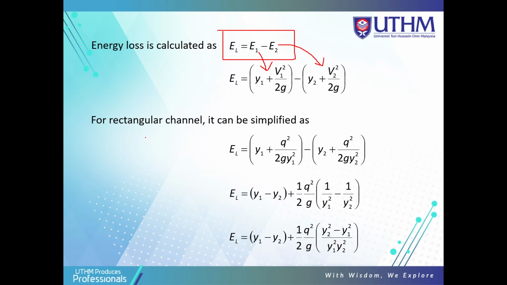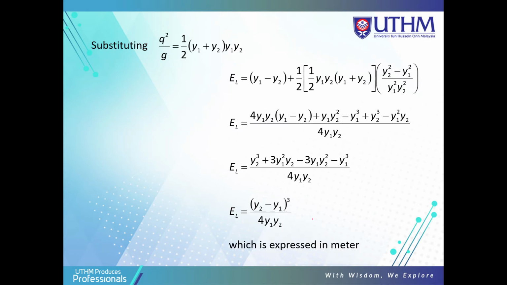For a rectangular channel, it can be simplified from this one, because we know that for a rectangular channel, q is equal to Q over B. So we use the q here, and it can be simplified in terms of y here. So we get the final equation for a rectangular channel, the equation for energy loss in a hydraulic jump.